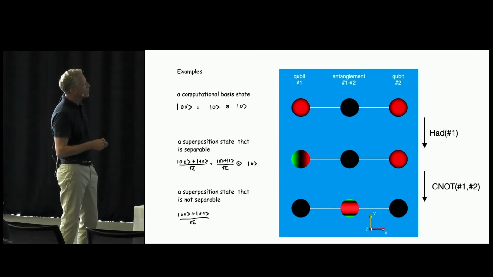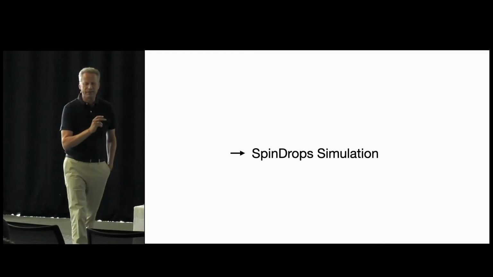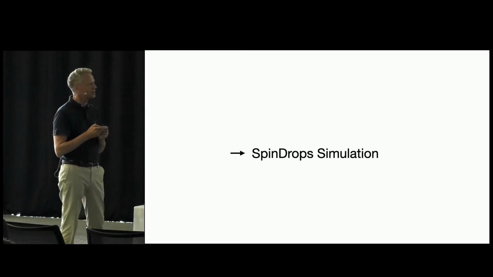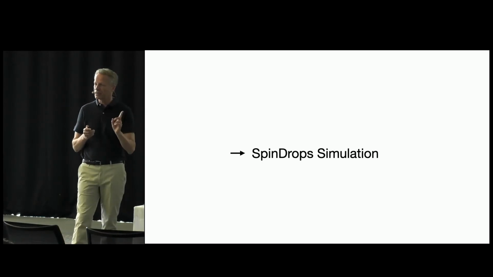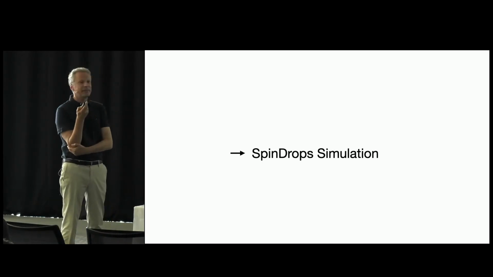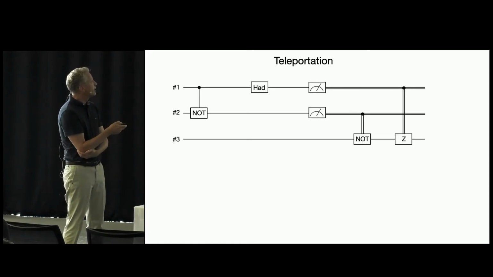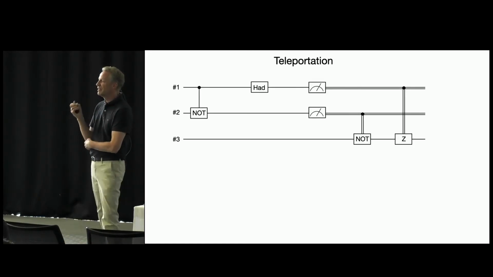And what you do is you go from here to here, you apply a Hadamard gate on one of the two spins, and then a controlled NOT between the two spins, and that creates this entanglement. And I will show you a SpinDrop simulation of this in a second, but first, so that I don't have to switch back and forth so many times, I'll show you one more example where entanglement plays a crucial role, and that's teleportation.